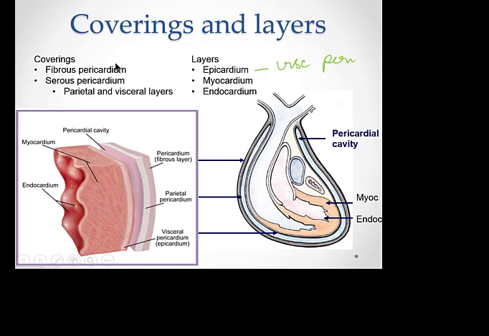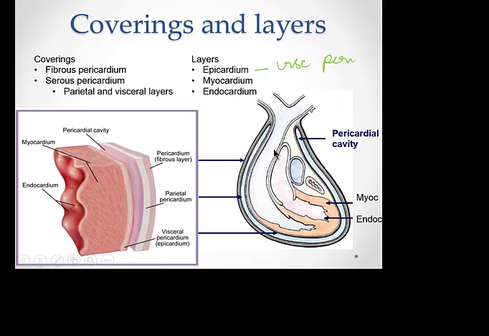So to review, the coverings are fibrous pericardium, which is a thick layer, and you can see it here. This outer gray part is the fibrous pericardium. Then inside the fibrous pericardium is this bag called serous pericardium, which gets divided into parietal and visceral layers. Parietal lines the inside of the fibrous pericardium, then gets reflected and becomes the outer surface of the heart, where it's called the visceral layer, but is also known as epicardium. In between the parietal and visceral layers of serous pericardium, that's where the pericardial cavity is.